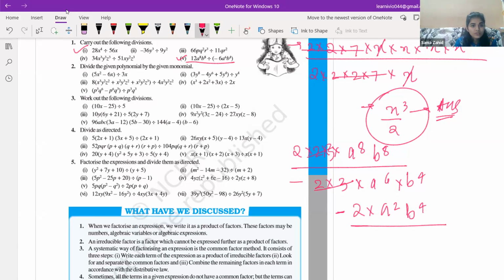Good. So now we come to the second question. From the second question, please do question number 3, the fourth part, and the fifth part. Do these questions.